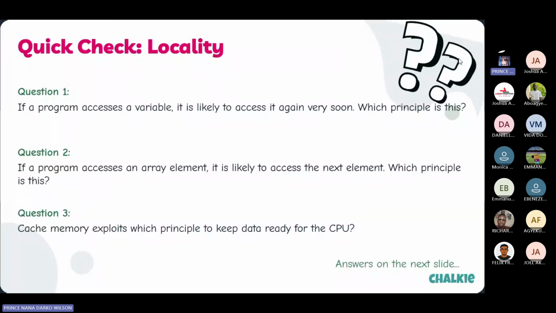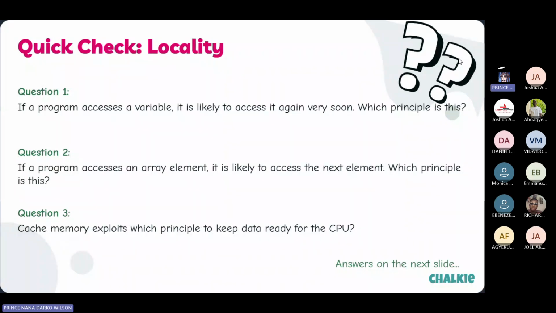whether or not it's correct. Okay, this one says if a program accesses an array element, it's likely to access the next element too. Which principle is this? So this time it has taken something and it's likely to take the next thing that has a similar property within that space. So Mr. Nyako, the answer to this is spatial locality. All right, next one.